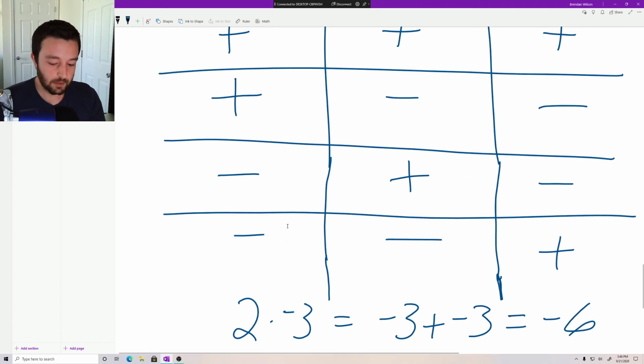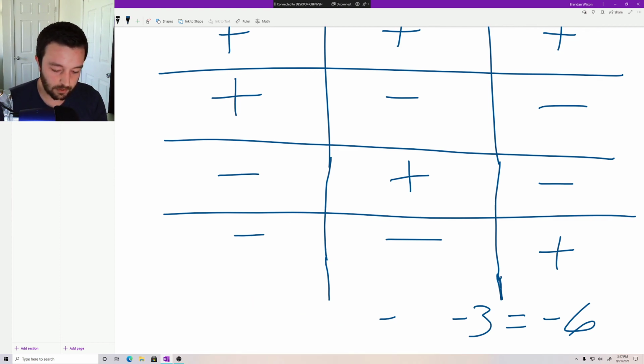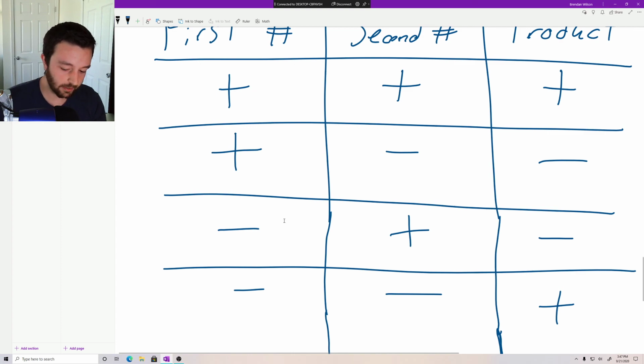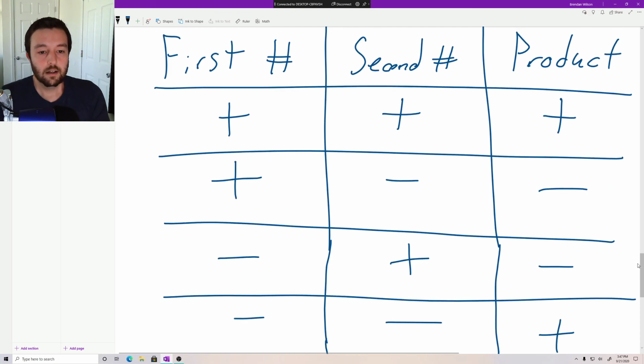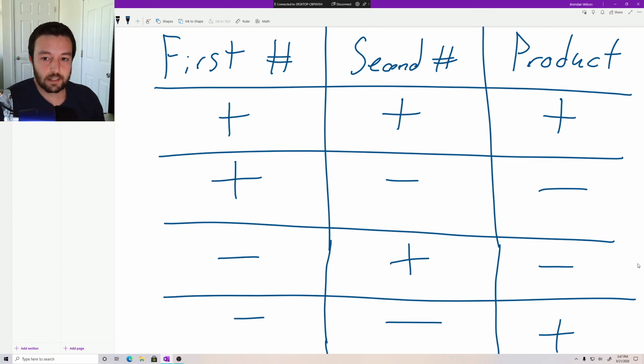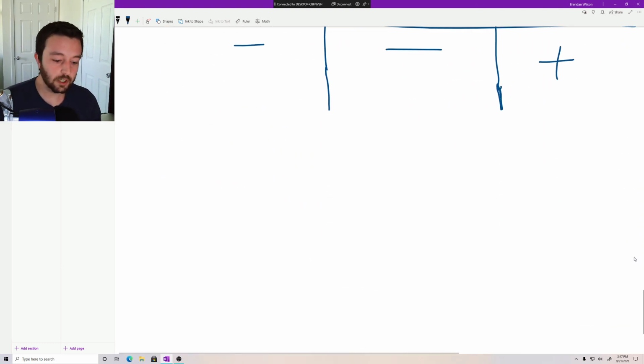So let me erase this at the bottom here so that we just have this chart. It's not too confusing. So we have our chart here. So a good way to remember this, if the two numbers have the same sign, then it's a positive. If they have different signs, then it's a negative. Okay. So if they're both positive or if they're both negative, it comes out to be positive. If you have one positive and one negative, it comes out to be negative. Other than that, you don't really need to worry about anything.